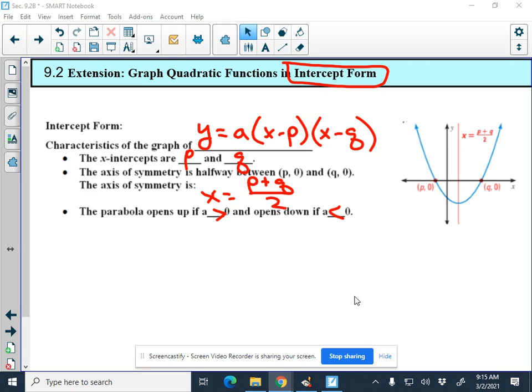Alright, 9.2, graphing quadratic functions. This is going to be in intercept form. So it's a different form. We have several different forms we've talked about.